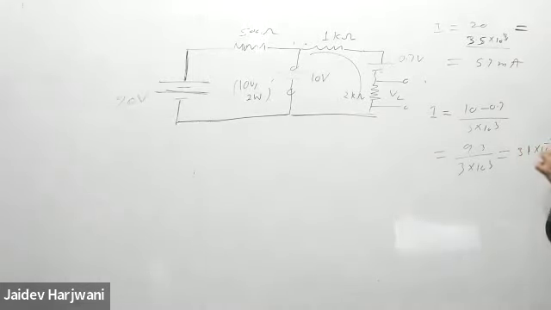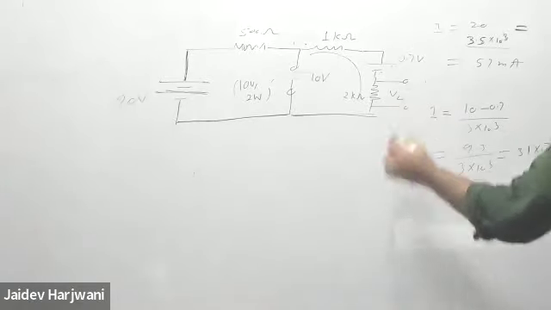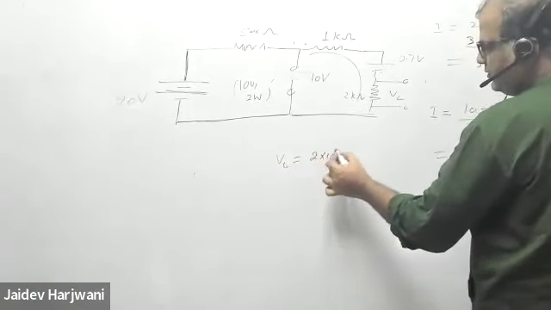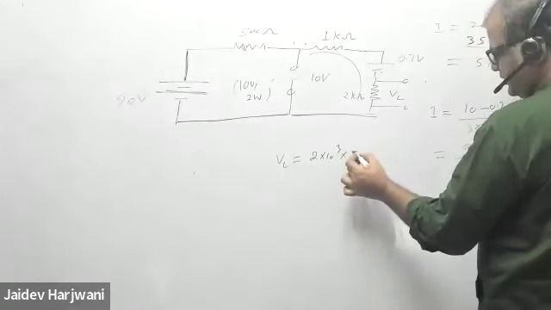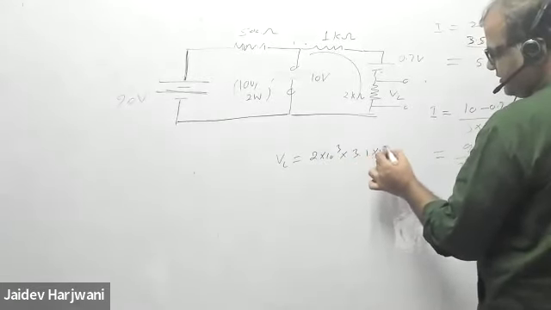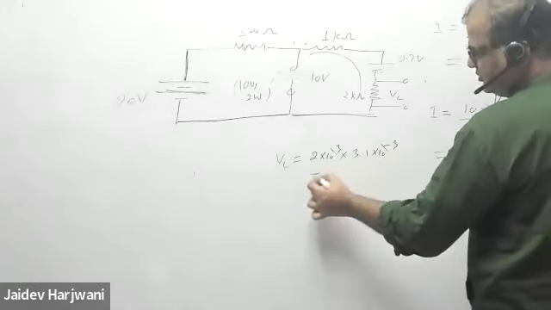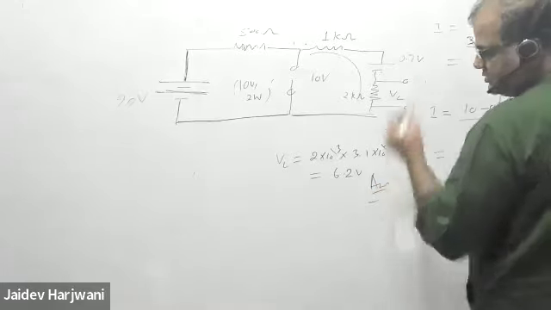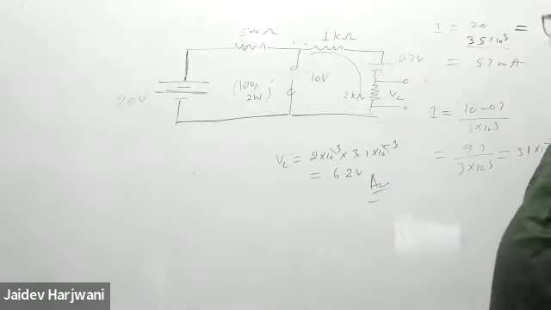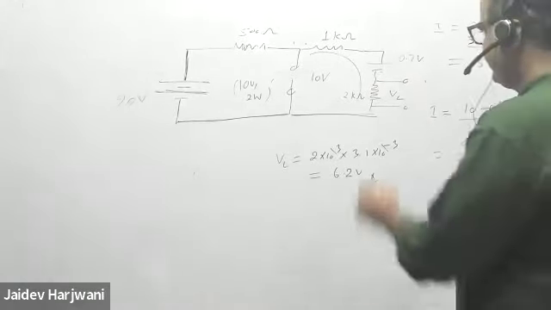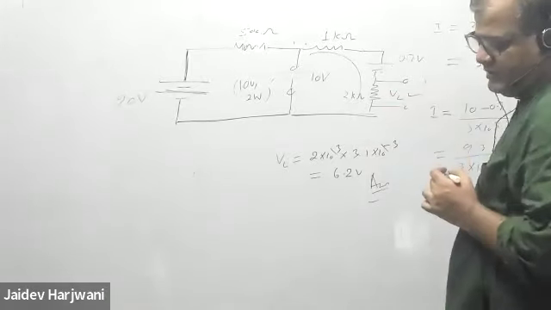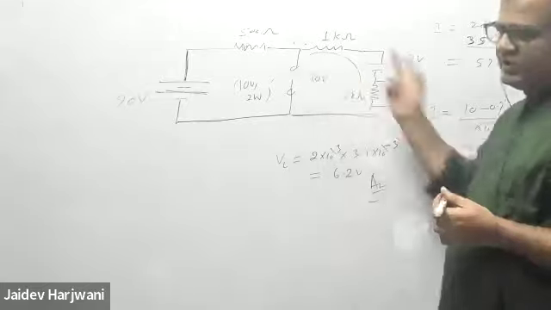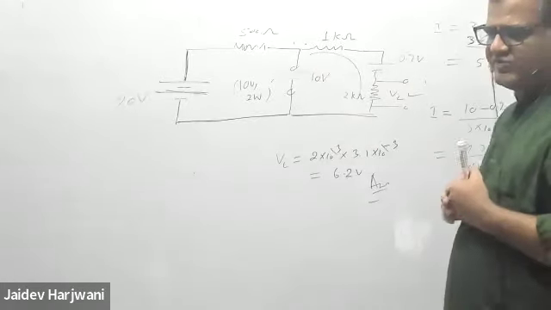Now what is the V load? V load will be 2 kilo ohm into 3.1 into 10 raised to power minus 3. So 6.2 volt is the correct answer for this question. This particular question is easy because both the diodes are on, but sometimes you have to check which is on and which is off.